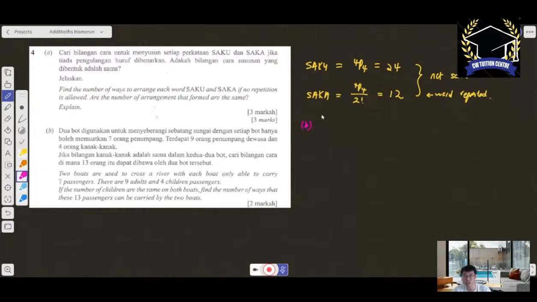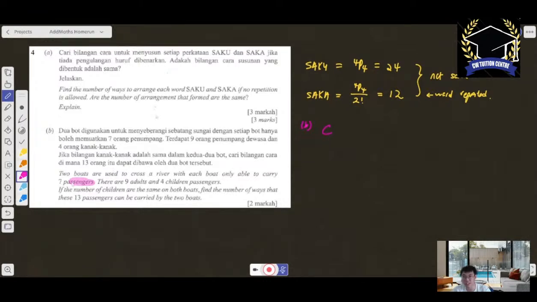So now, if you look at part B, 2 boats are used to cross a river, and each boat is able to carry 7 passengers. You see, they did not tell you who the passengers are. It's just very general. We use combination. First one, if the number of children is the same on both boats, find the number of ways that 13 passengers can be carried by the 2 boats. So I want to make sure the children are the same on both boats.